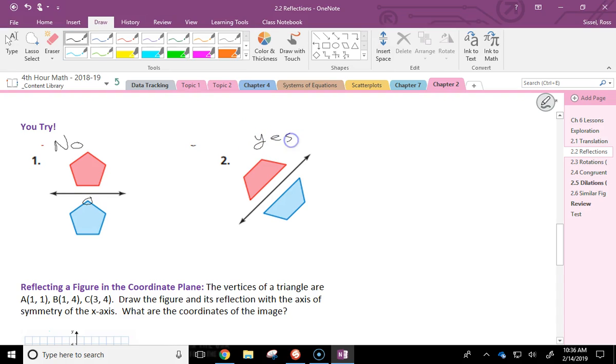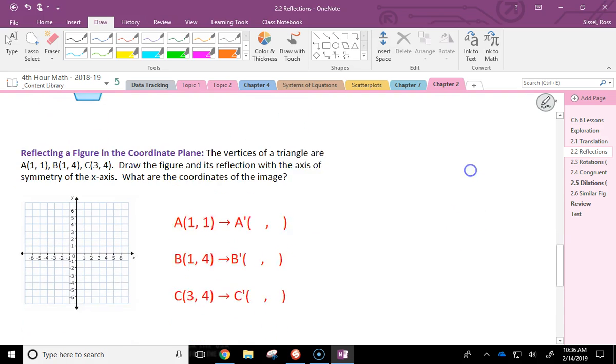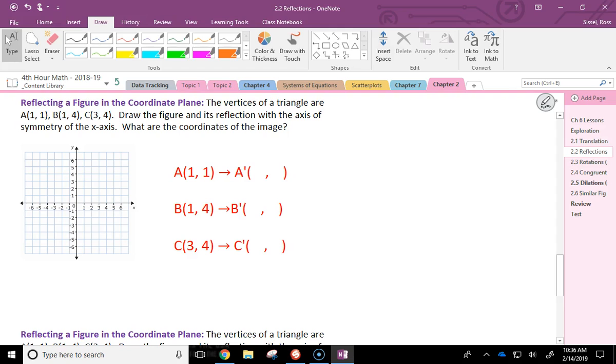Yes. Okay, just like yesterday when we looked to see if things were translations or not, pretty simple. Now we're going to take it to a coordinate plane. So, here's what we're going to do. This is the important part that you have to see in your homework today.